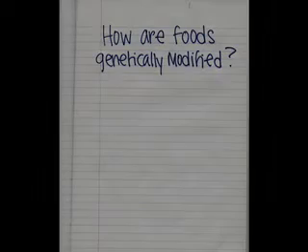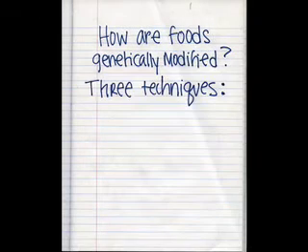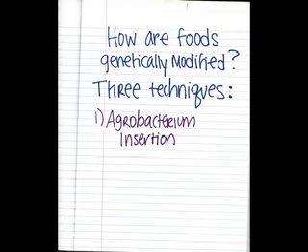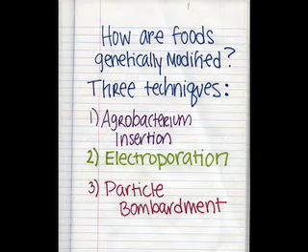How are foods genetically modified? Plants are genetically modified mainly by 3 different techniques, all of which result in a plant with altered genomic material and consequently with a food complete with sought-after characteristics. The techniques are agrobacterium insertion, electroporation, and particle bombardment.